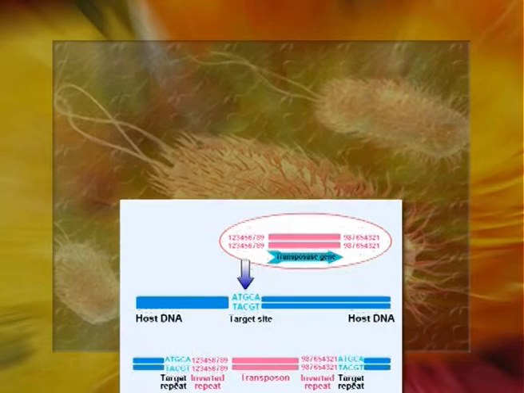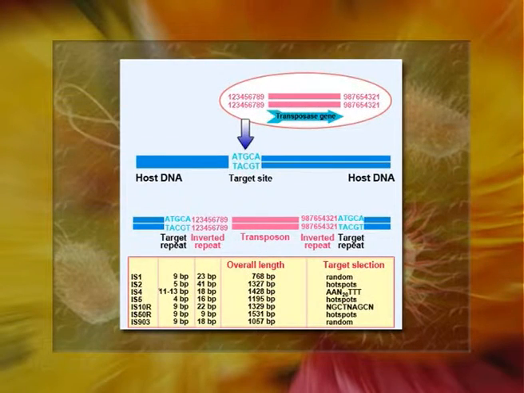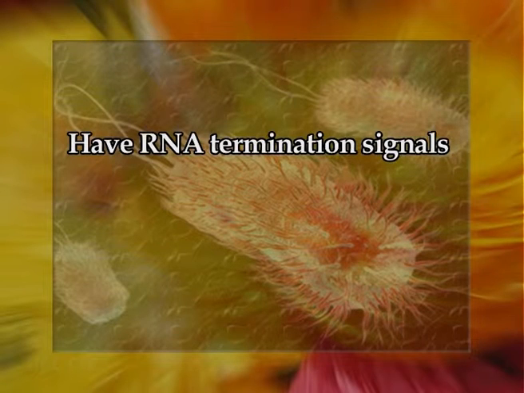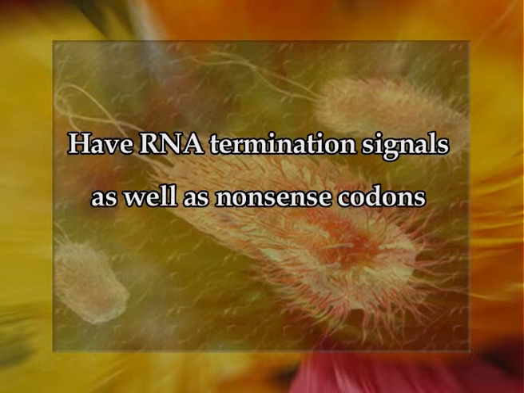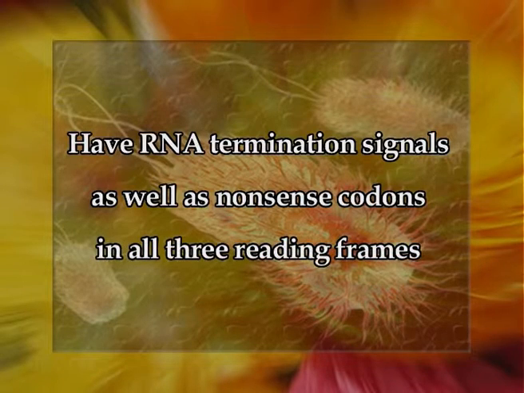The majority of insertion sequences exhibit short terminal inverted repeats, sized between 10 and 40 base pair. These sequences also tend to have RNA termination signals as well as nonsense codons in all 3 reading frames and are therefore polar.